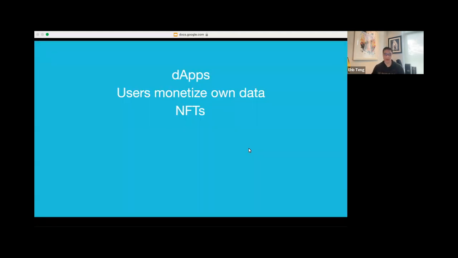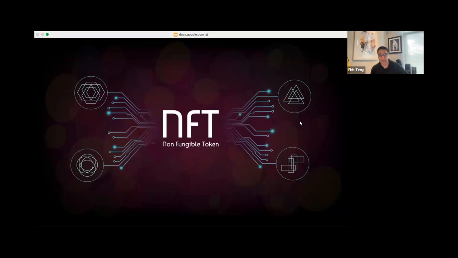NFTs are also a big part of the Web3 ecosystem. NFTs are really interesting. I'm an artist myself. I've been in the music industry for like 20 years. I'm also a writer, and I also create NFTs myself. So NFTs stand for non-fungible tokens.